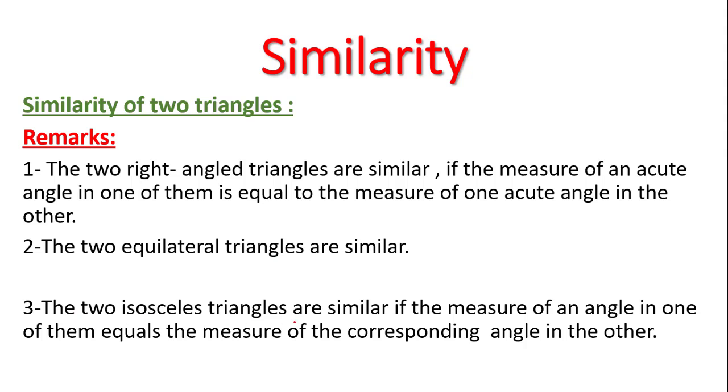Two isosceles triangles are similar if the measure of an angle in one of them equals the measure of the corresponding angle in the other. So one angle is enough. If you have isosceles triangles, this is an isosceles triangle and this is an isosceles triangle. If only one angle here equals the corresponding angle in the other, then the two other angles will be equal. It means that the two triangles are similar.